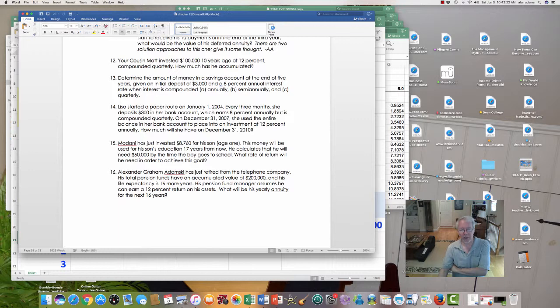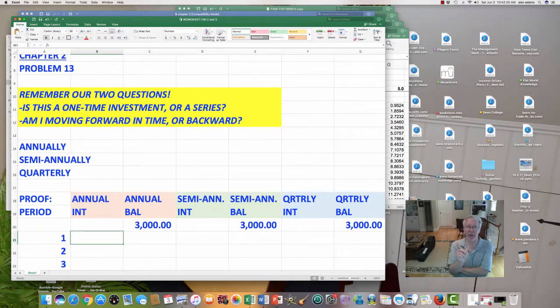Now, we already know how to do the basic one here, annually. So, again, let's come back to what I always advocate here. Ask yourself two questions. Number one, is this a one-time investment or a series of payments? If it's a one-time investment, you know that we're going to be dealing with table 1 or 2. If it's a series of payments, it'll be tables 3 or 4. So we're narrowing it down here. Number 2, am I moving forward in time or backward? If it's forward in time, it's going to be table 1 or 3. If it's backward in time, it will be table 2 or 4. Always ask those questions. Now let's go back and look at our question.